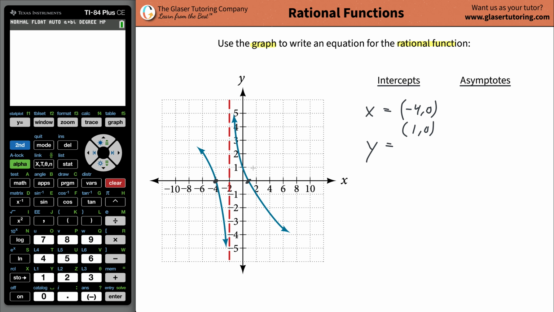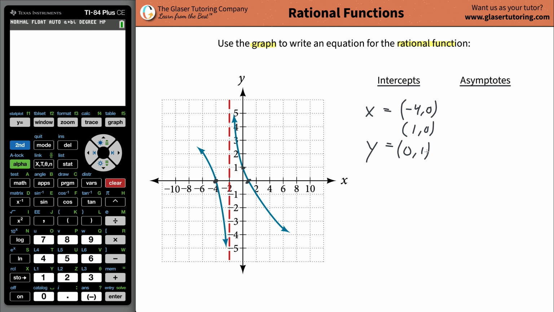Then looking at the y-intercepts, we realize that the function crosses the y-axis at one point, and there should only be one if this is a function, otherwise it wouldn't pass the vertical line test. So we have a y-intercept there at 1, and we would write it (0, 1), because the x value of all the y-intercepts is 0, and then the y value is just going to be wherever it crosses the y-axis.